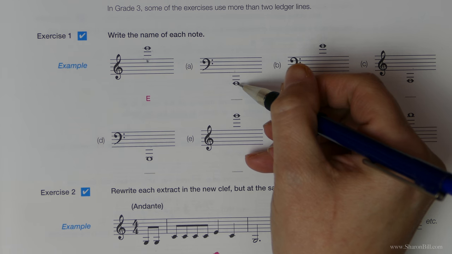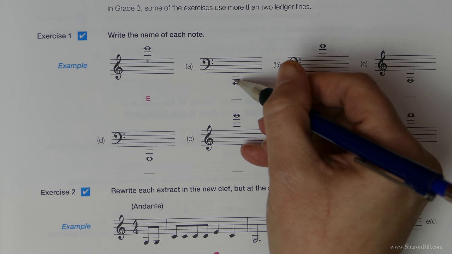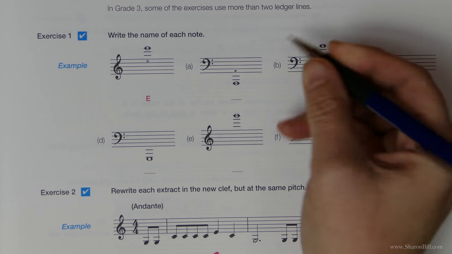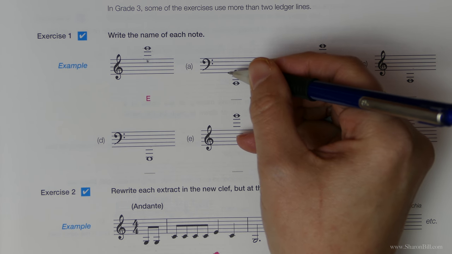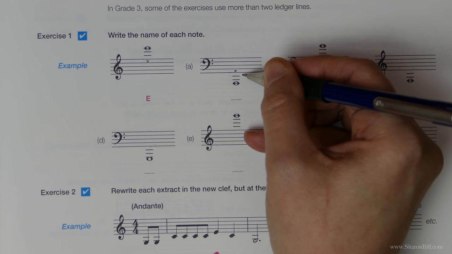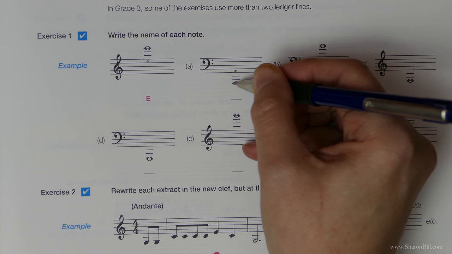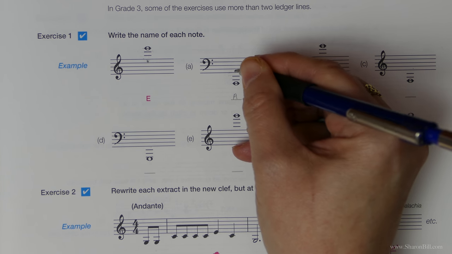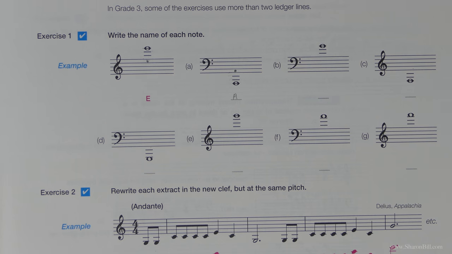So we can either think 1, 2, 3, 4, 5, 6, 7, 8 takes you to an A, or you can count backwards knowing that this bottom line is G: G, F, E, D, C, B, A. So we know that that's an A, an octave lower than this one on the bottom space.